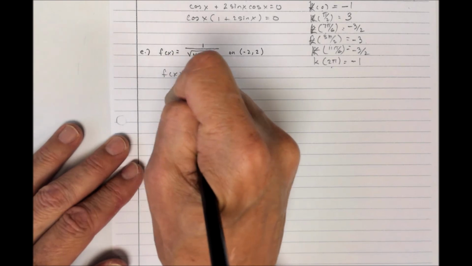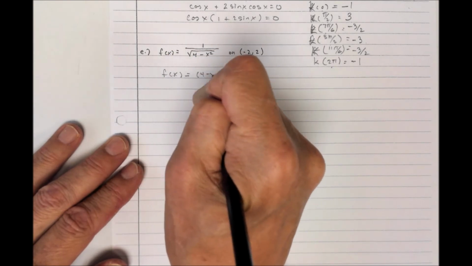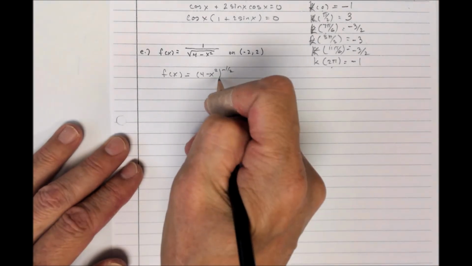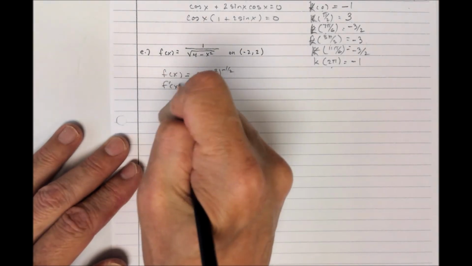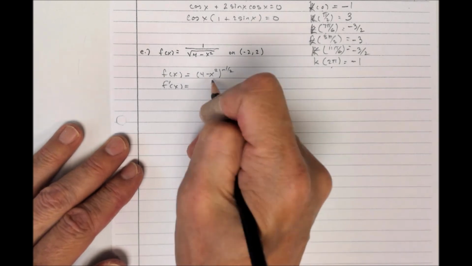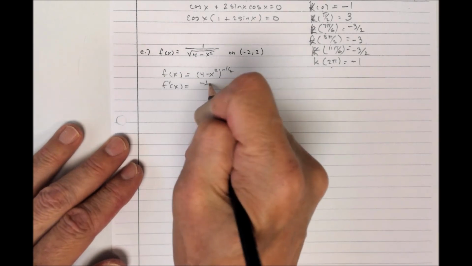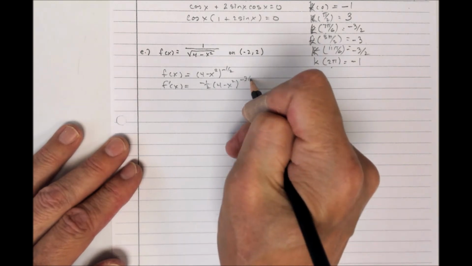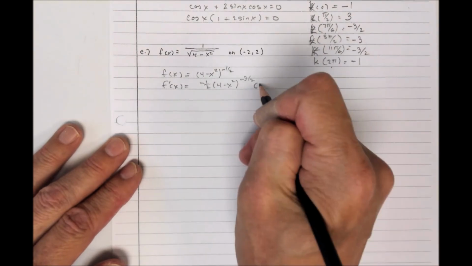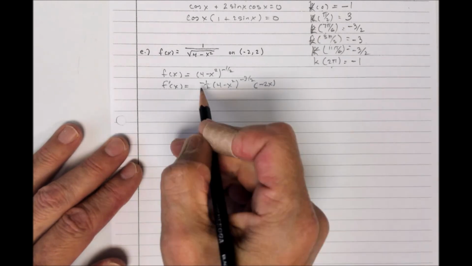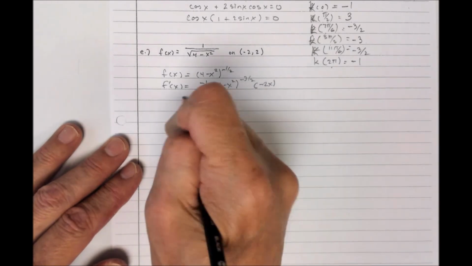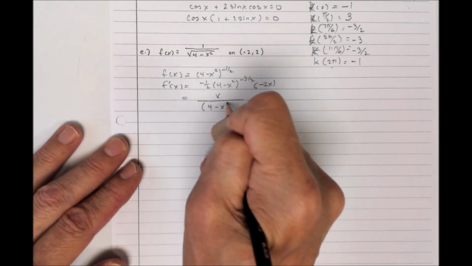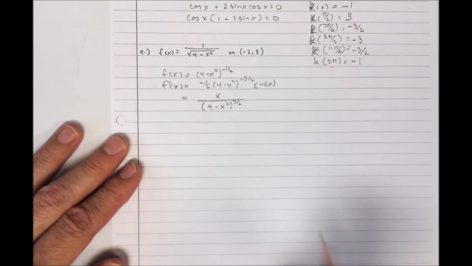I'm going to write this as 4 minus x squared to the -1/2 and use my generalized power rule to take the derivative. So my derivative is going to be -1/2 of 4 minus x squared to the -3/2 times the derivative of the inside function, which is -2x. So -1/2 times the -2x is x. So I have x all over 4 minus x squared to the 3/2 power.